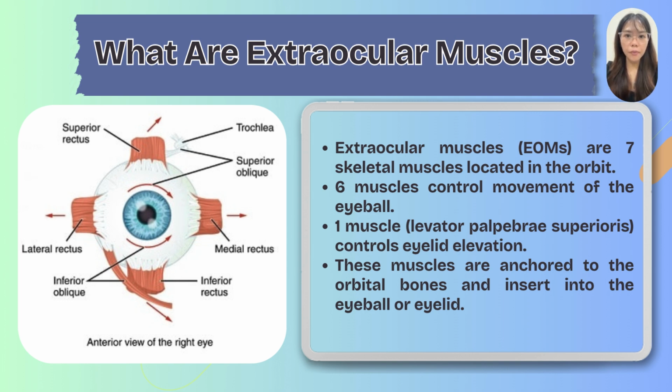environment. In addition to these 6, there is a 7th muscle called the levator palpebrae superioris. This muscle does not move the eyeball. Instead, it elevates the upper eyelid, allowing us to open our eyes and keep them open comfortably. All these muscles are anchored at one end to the bone of the orbit, and the other end inserts into the sclera of the eyeball.